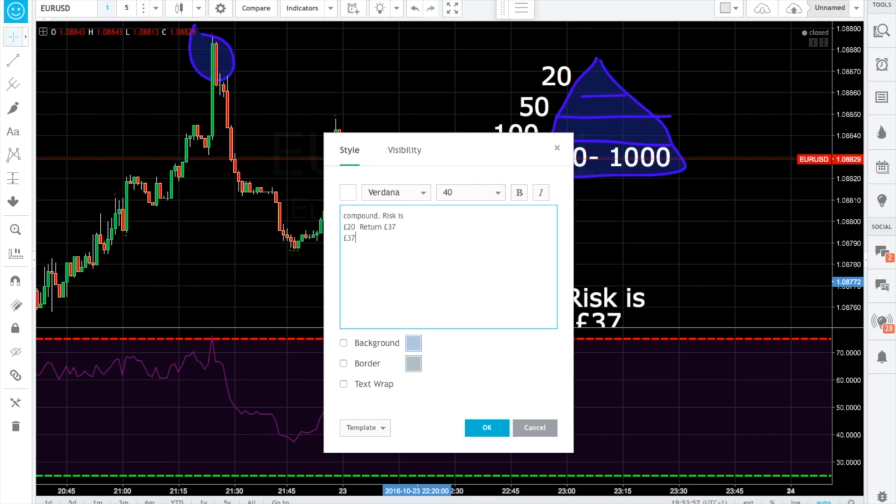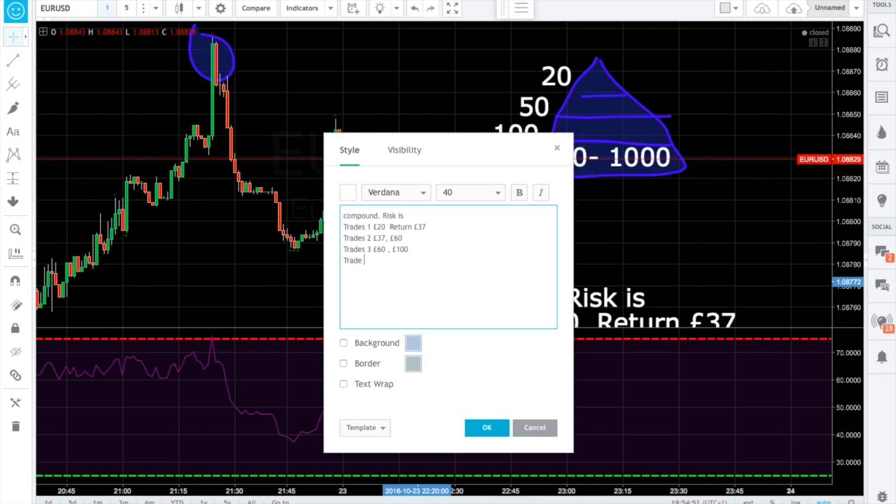Risk 37 for a return of, I'm literally completely guessing here right now, but I'll just say 60. Then you take one more trade and risk the 60 you've just made, so you're only risking your initial 20 and the rest is profit. You risk the 60, and potentially you'll be looking at a return of just under 100. That's in 3 trades. Trade 1, you risk 20, you get a return of 37. Trade 2, risk 37, get 60. Trade 3, risk 60, get 100 back.